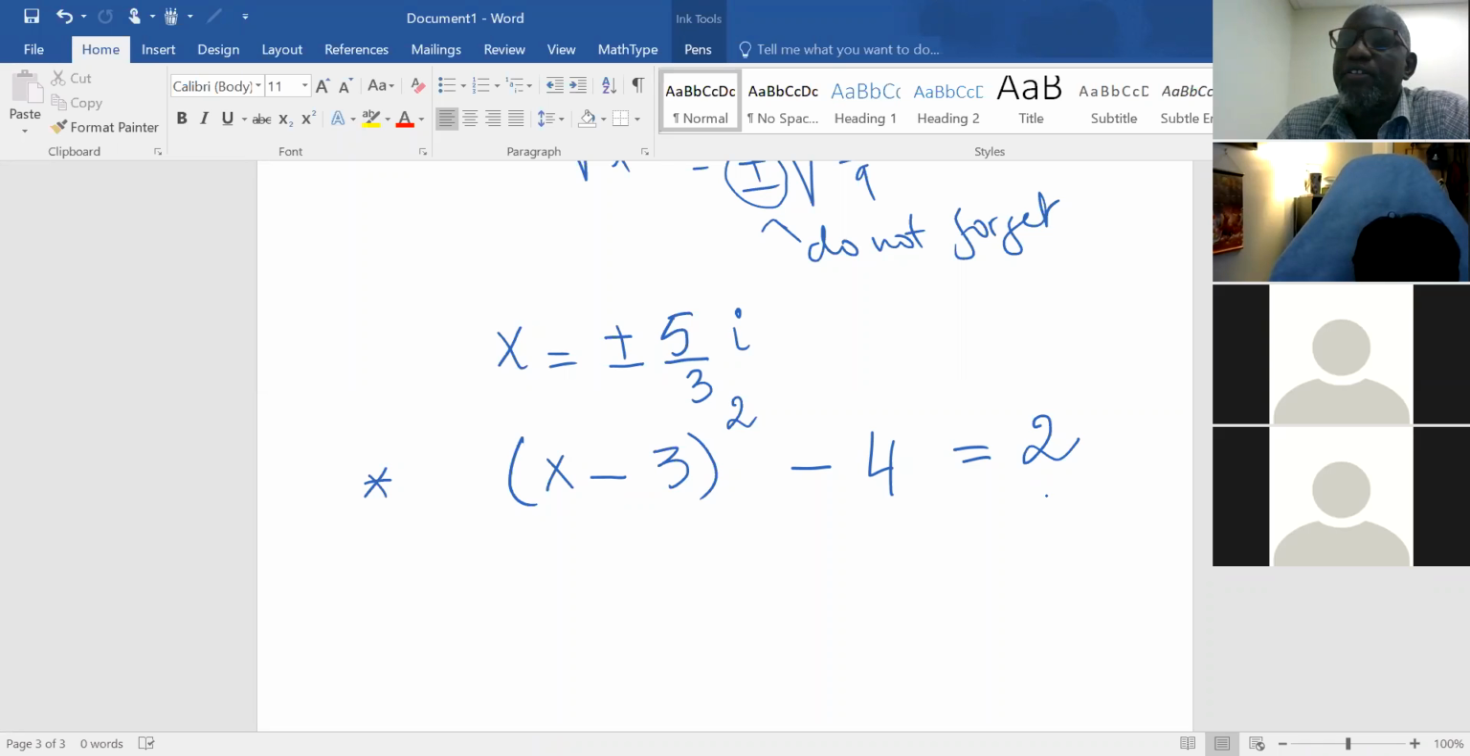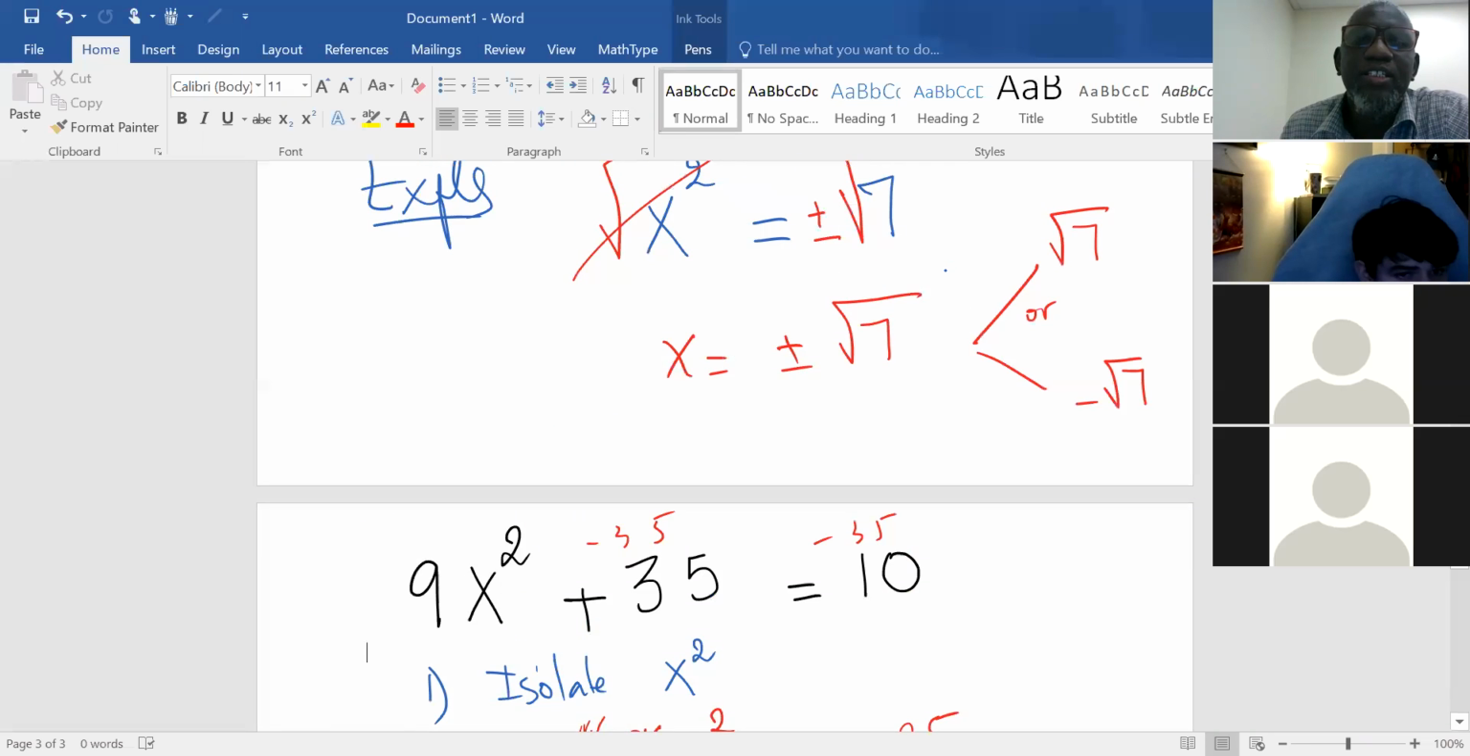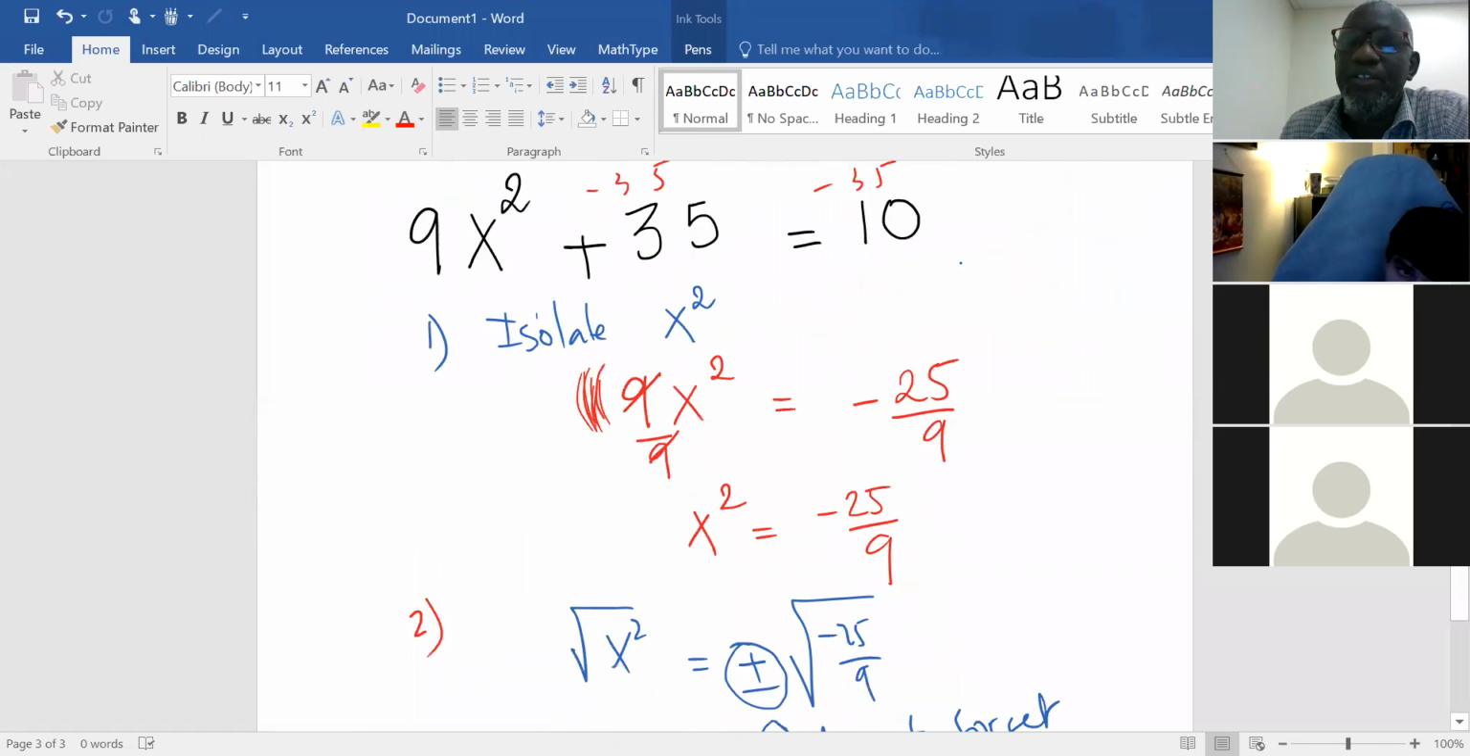It's not really different. As long as we see a square, I really don't care what is inside the square, but I see it as a square minus a number equal to another number. You see? That is exactly something that looks like what we did before. You see? It really does.